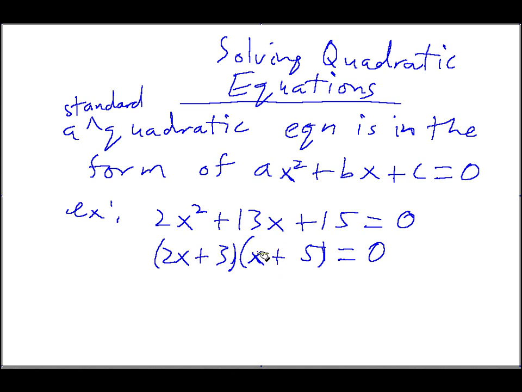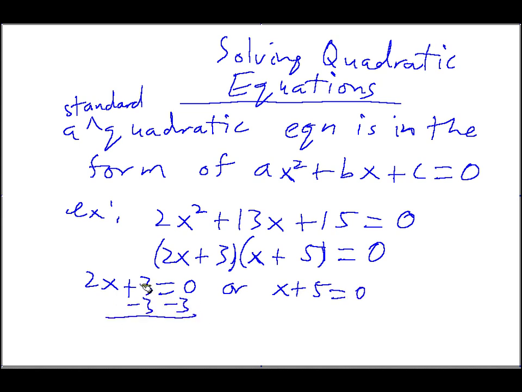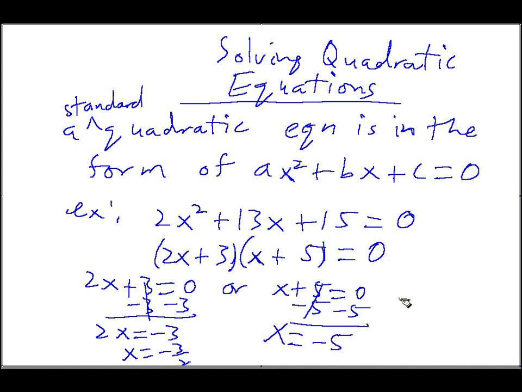Then after I factor, I set the factors to 0, right? We've done this already. 2x plus 3 equal to 0, or x plus 5 equal to 0. Then you solve for x in each equation, so that's not too hard, as you can see. We get 2x is equal to negative 3. Dividing by 2, I get x equals negative 3 over 2. And here, subtracting 5 on each side, I get x equals negative 5.